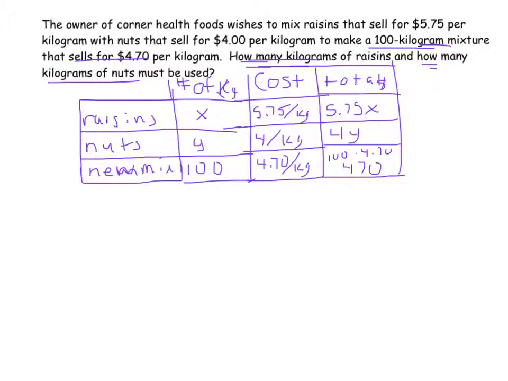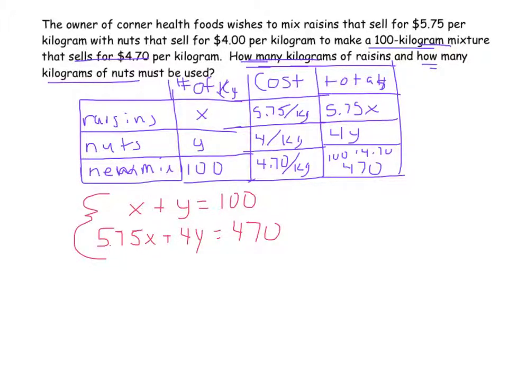From here, writing the system is extremely easy because it's going to be this column and this column. We have X, so the number of kilograms of the raisins plus the number of kilograms of the nuts equals the number of kilograms of the new mix. And we have the total cost of the raisins plus the total cost of the nuts equals the total cost of the new mixture. And this is your system. From here, you solve it like normal.